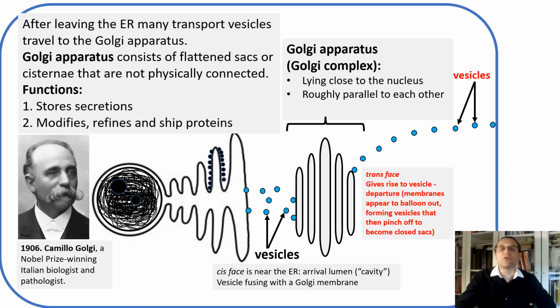The trans phase gives rise to vesicle departure. The membrane appears to balloon out, forming vesicles that then pinch off to become closed sacs. From the trans phase, vesicles travel to the place where they are needed, for example, building up the cell wall membrane. This is why the Golgi apparatus is often referred to as the post office of the cell.